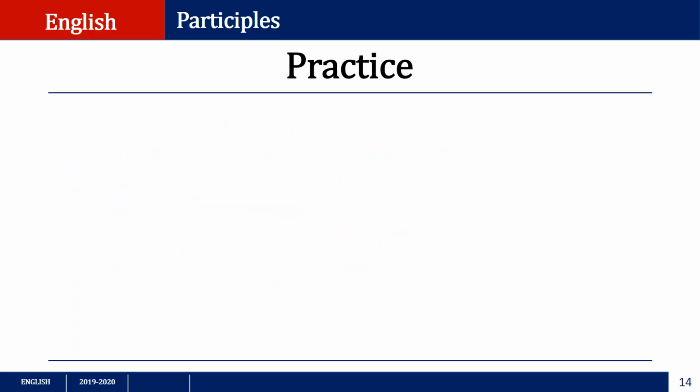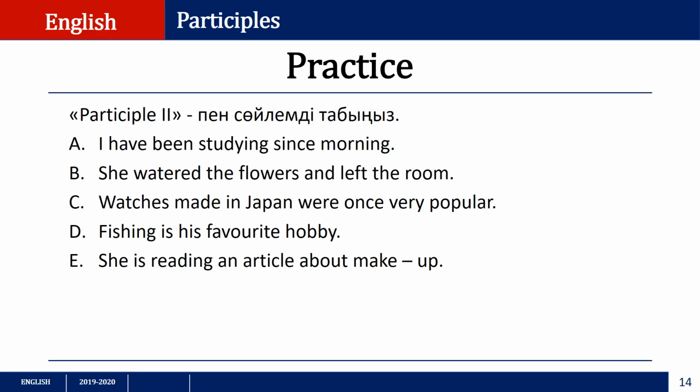And the last question that we will analyze and discuss is about participle 2. We should find the sentence with it. We remember that the form of participle 2 is verb 3 or verb ed. Let's start from variant A. I have been studying since morning. We do not have any necessary form of it.